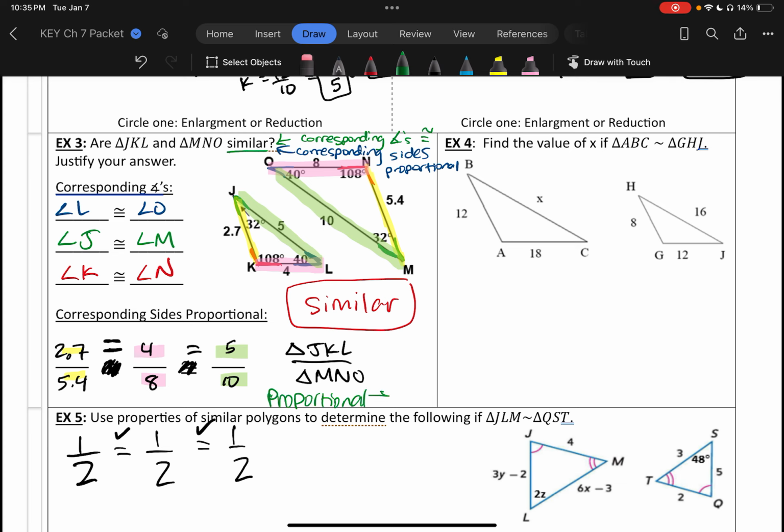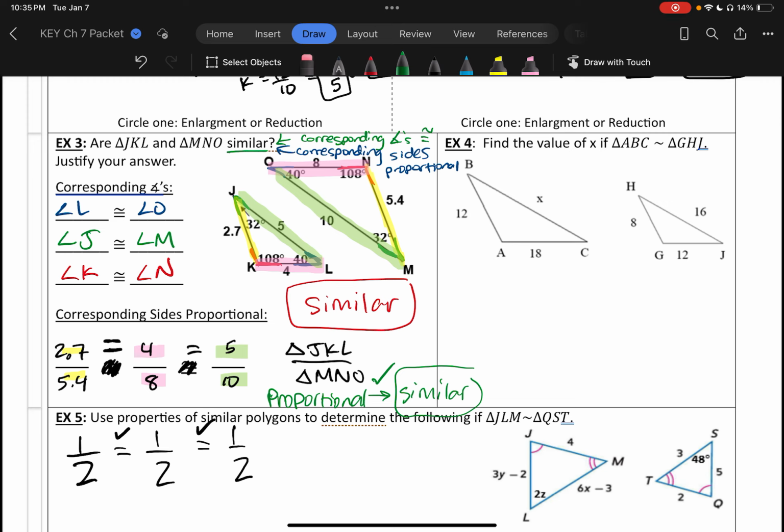And if they're proportional, then that means that the triangles are similar. So that would be another way that we can justify it, okay? You can show both, but you technically only really need to show one or the other. You can either show that the corresponding sides are proportional like we just did here, or like we did earlier, you could also just show that the corresponding angles are congruent.